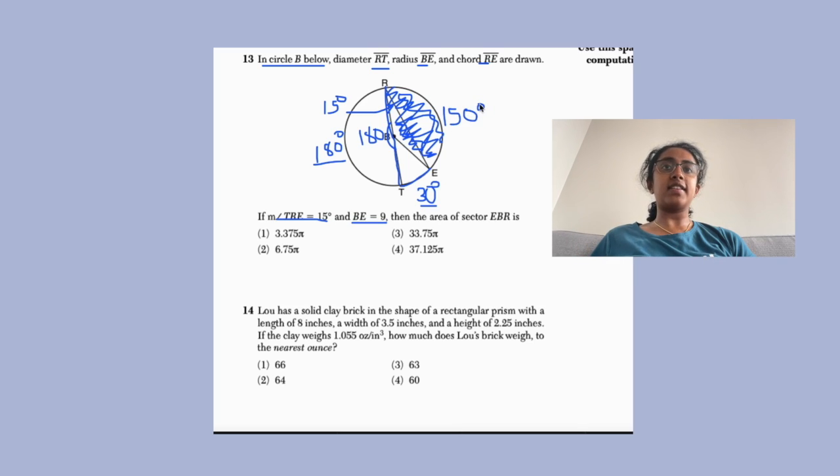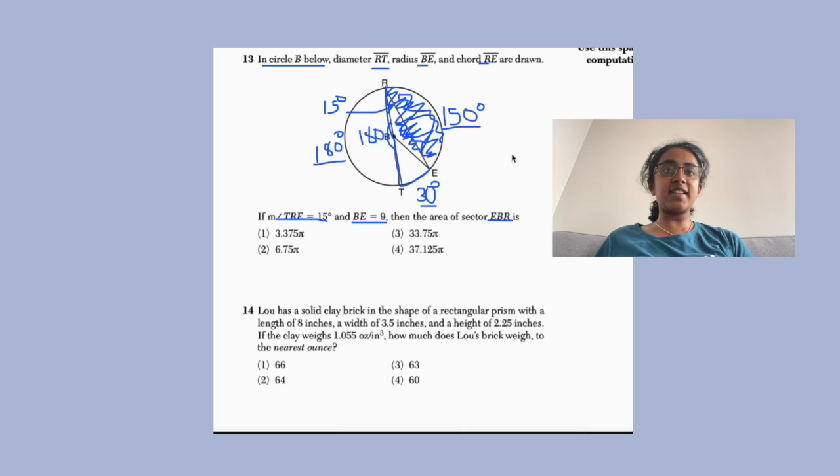Okay, now that we have this, we need to find the area of sector EBR, and I think we have all the information that we need. So if you look at our song about circles, circumference is diameter times pi. Area is pi times radius squared. Yes, I know, it's a parody of Circles by Post Malone. Anyway, we're going to continue on.